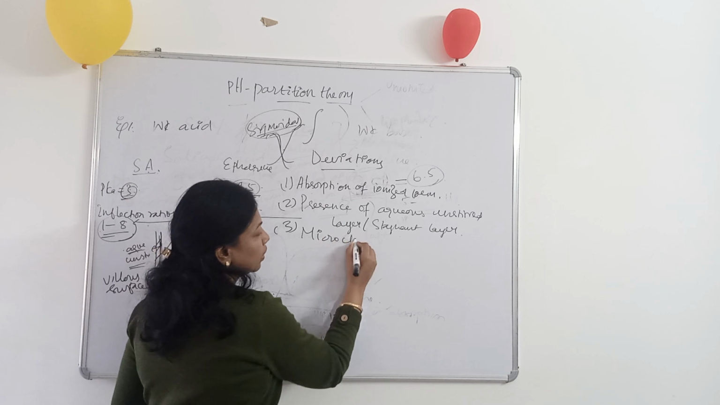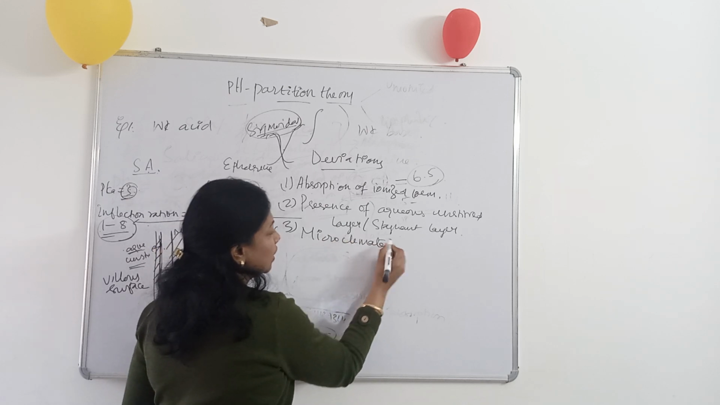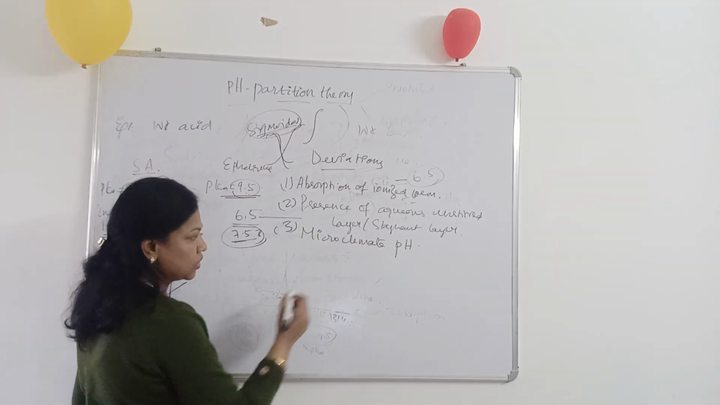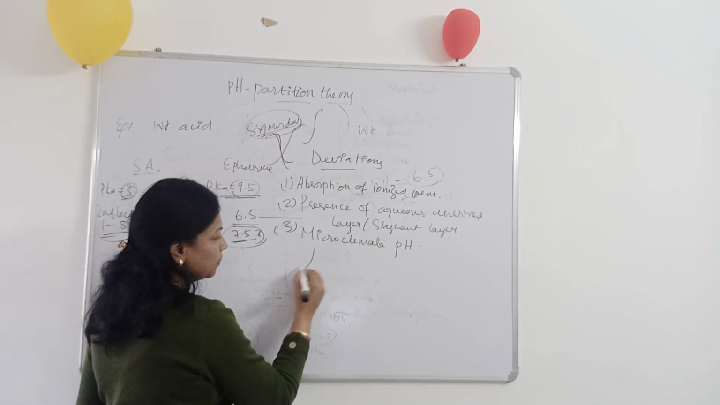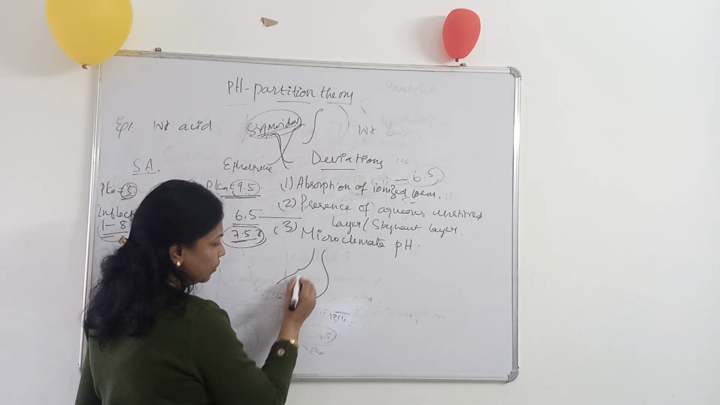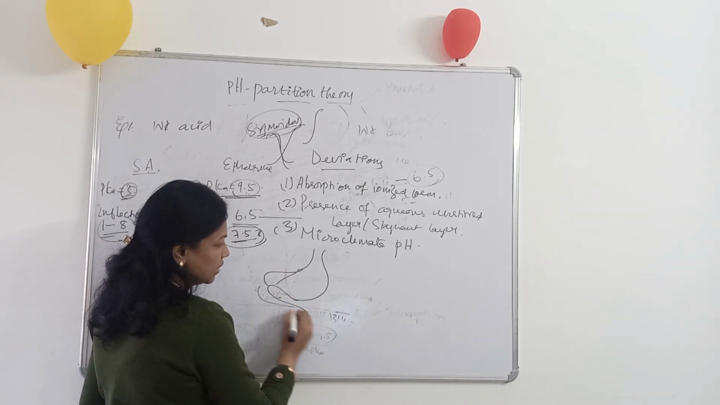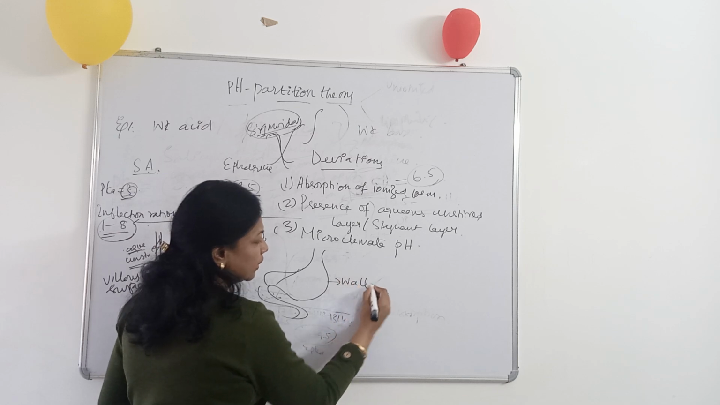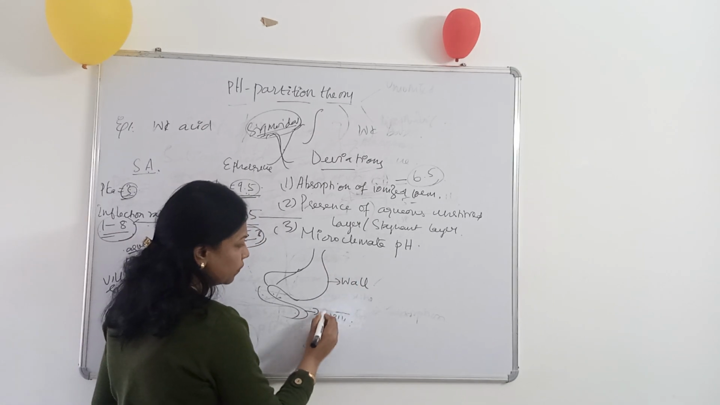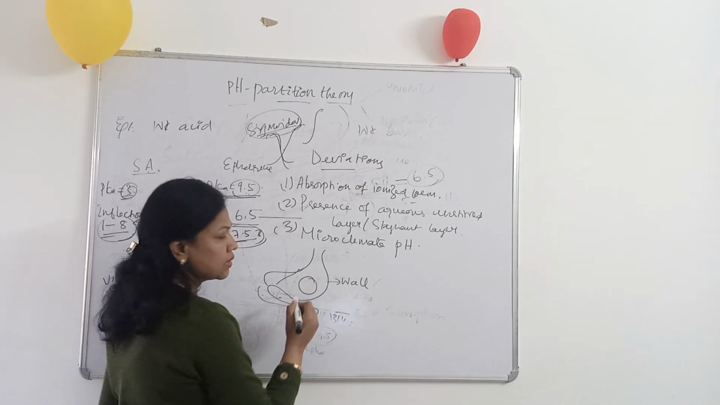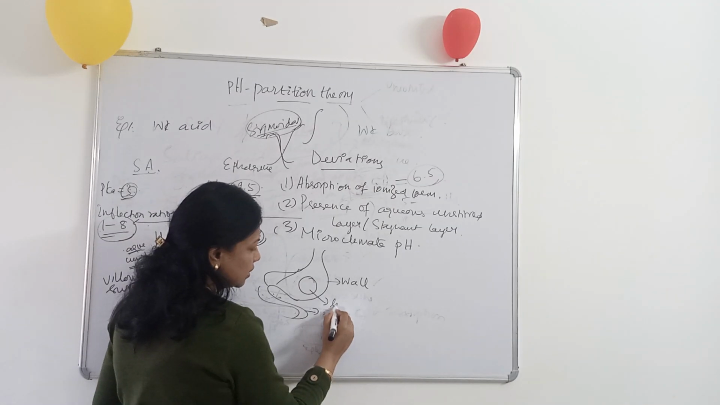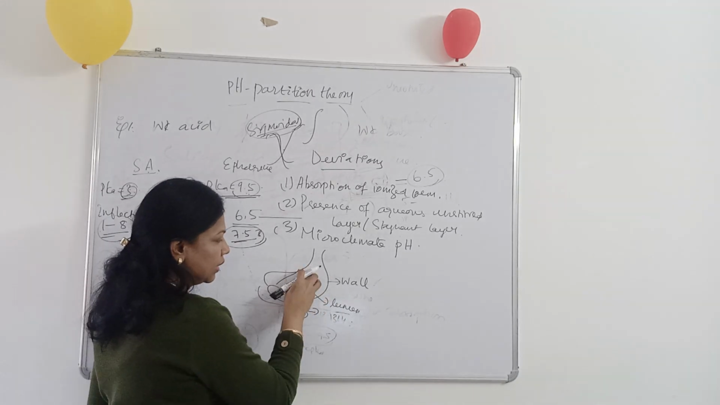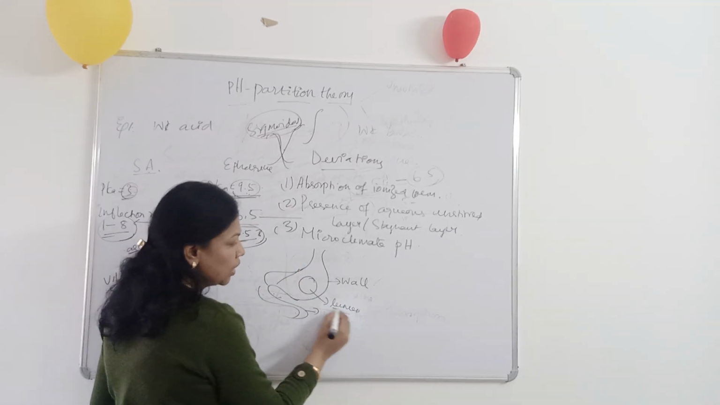Now the third point of deviation is microclimate pH. What is this microclimate pH? There may be a difference in pH in the GIT when you consider the stomach or intestine. This is the wall of the gastric region and this is the wall of the intestinal region, and this is the lumen, that is the cavity of the stomach or the pouch, where the content will be placed. This is known as the lumen.